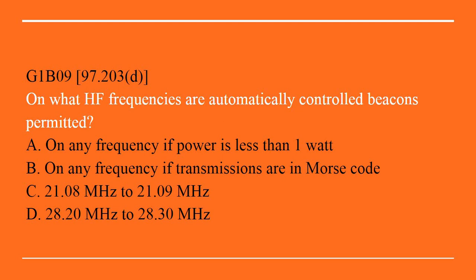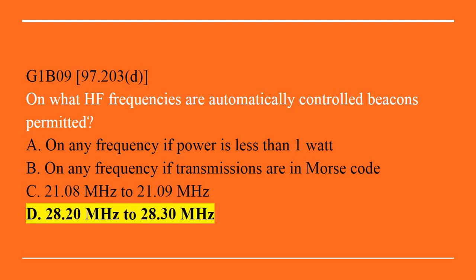G1B09. On what HF frequencies are automatically controlled beacons permitted? A. On any frequency if power is less than 1 watt. B. On any frequency if transmissions are in Morse code. C. 21.08 MHz to 21.09 MHz. Or D. 28.20 MHz to 28.30 MHz. Correct answer is D. 28.20 MHz to 28.30 MHz.